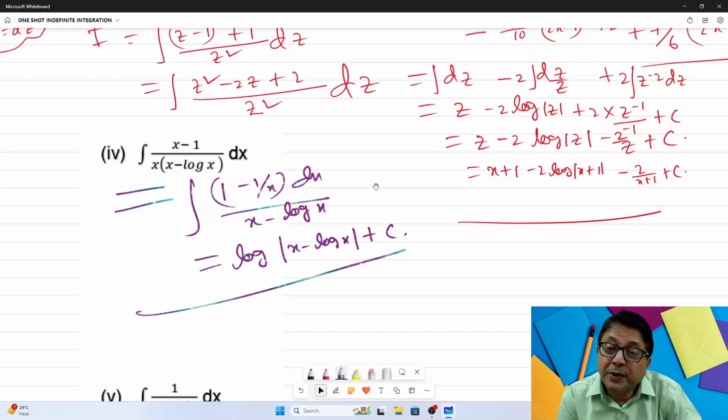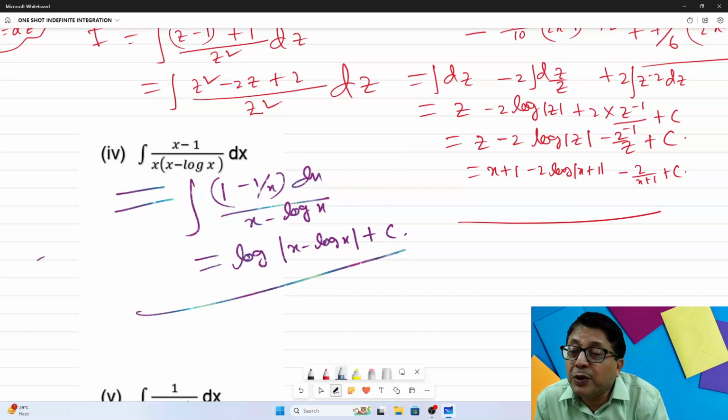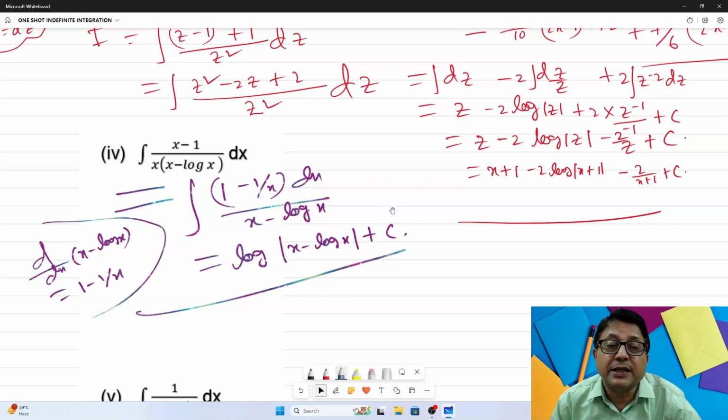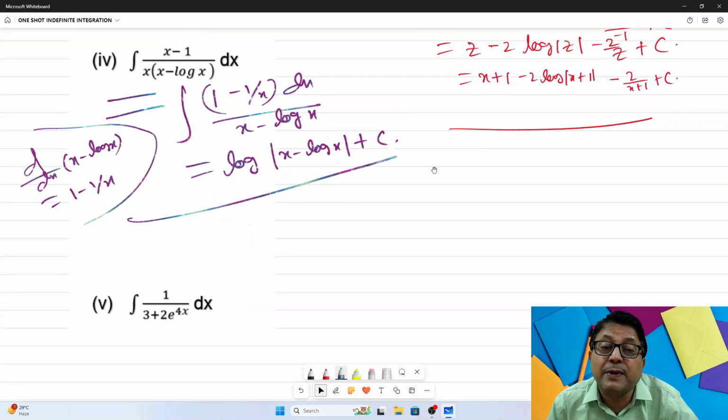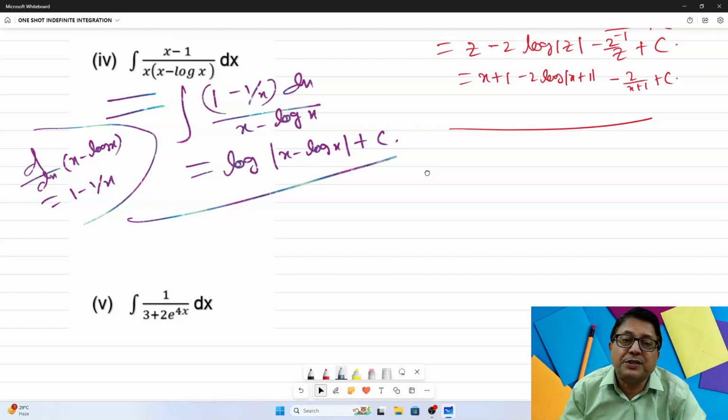Okay, for a descriptive question even, you can write this form directly. Only thing, you can show what is d dx, in the exam, of x minus log x, 1 minus 1 by x, that will show and write the answer directly. It is of the form f dash x by fx, or if you like to make substitution, you do it.